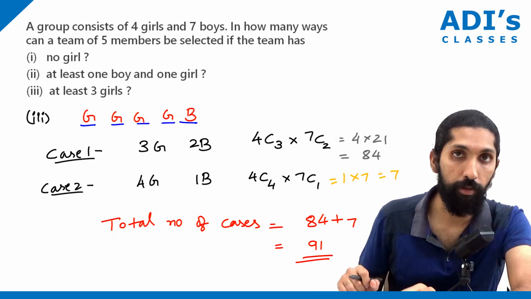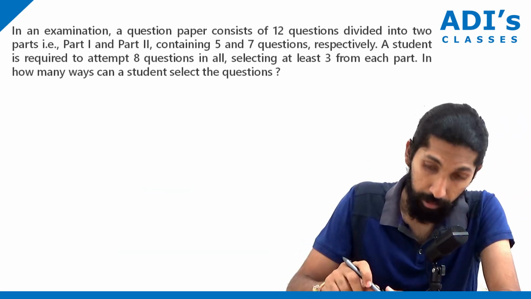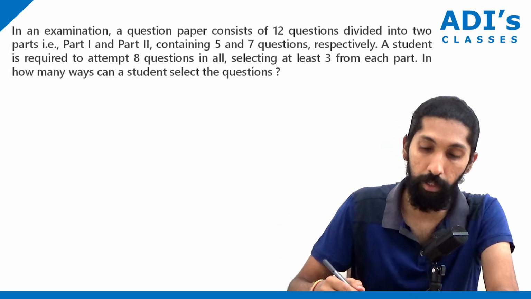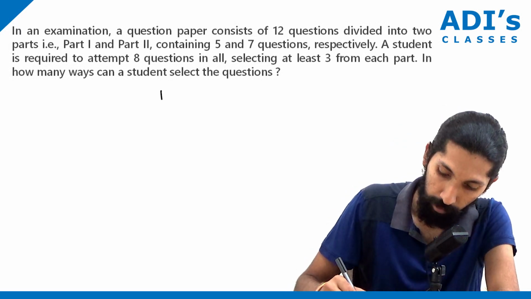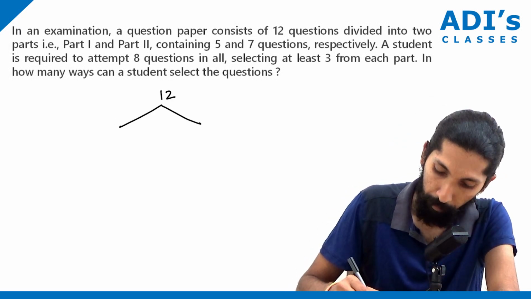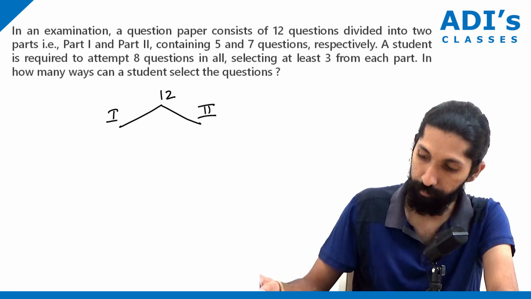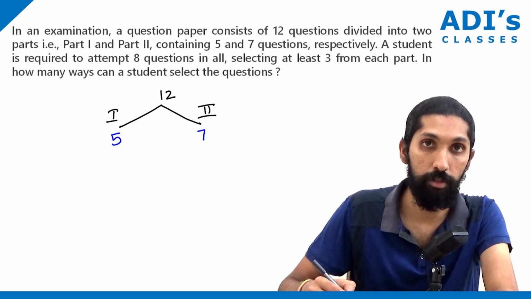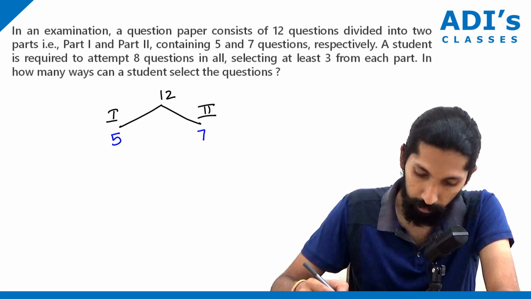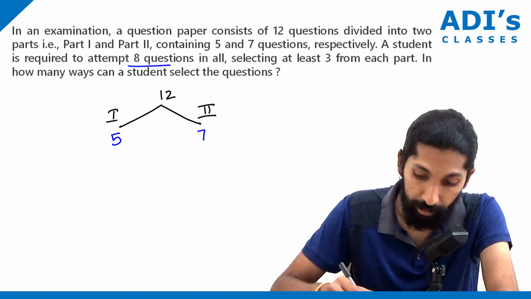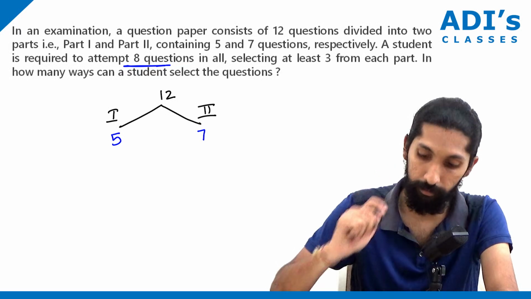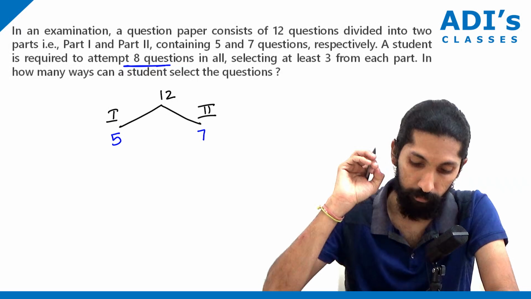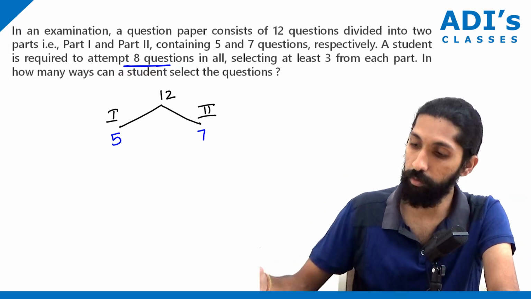Now we'll go for the second one. Look at the question. In an examination, a question paper consists of 12 questions divided into 2 parts, part 1 and part 2. So we have 12 divided into 2 parts, part 1, part 2, containing 5 and 7. So it has 5 questions, it has 7 questions respectively. Fine. A student is required to attempt 8 questions. So out of 12, 8 in all, selecting at least 3 from each part. In how many ways can a student select these questions?